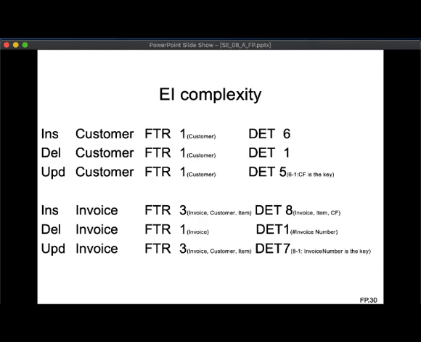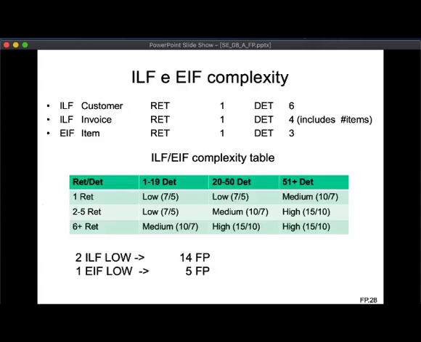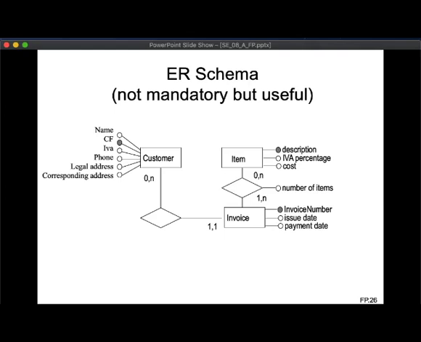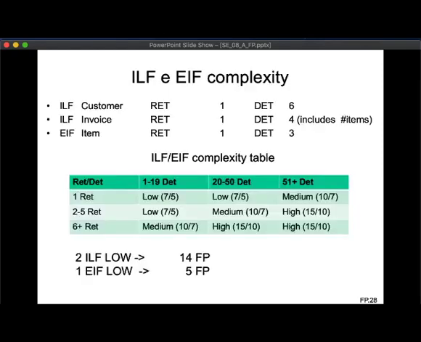Why do you have 8 DET? Because you have the 3 of the invoice plus the 3 of the item plus the number of items of the item, plus you need to create the relationship with the customer, so you have the fiscal code.